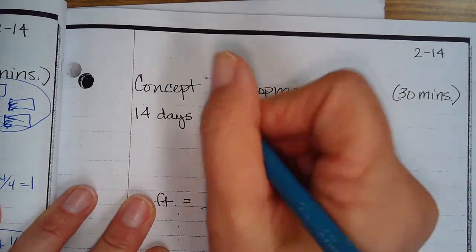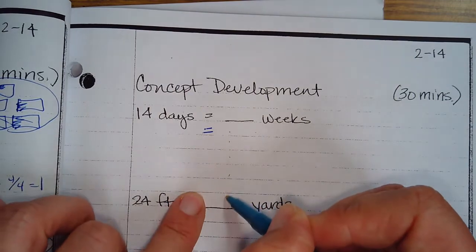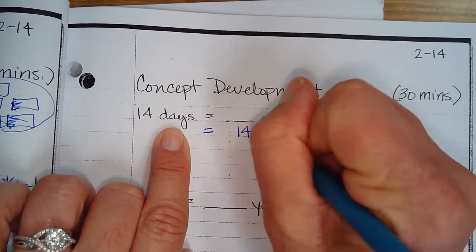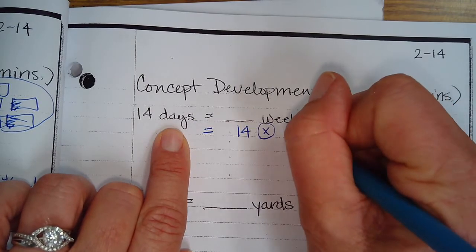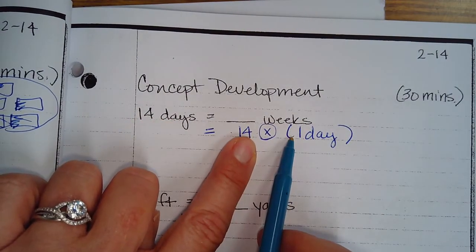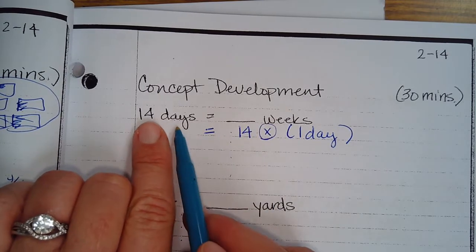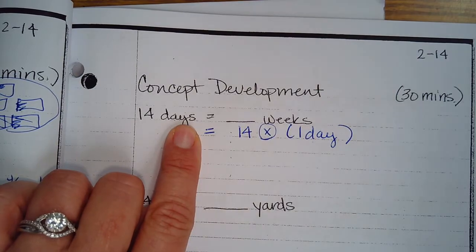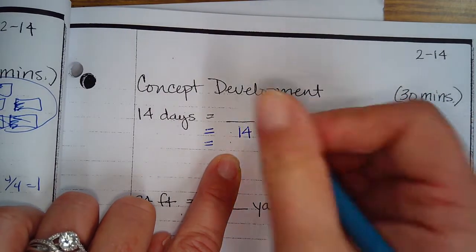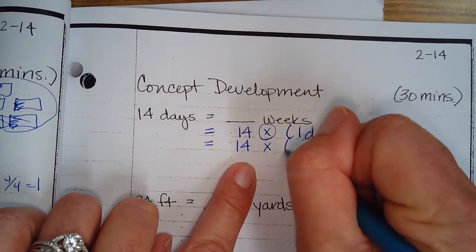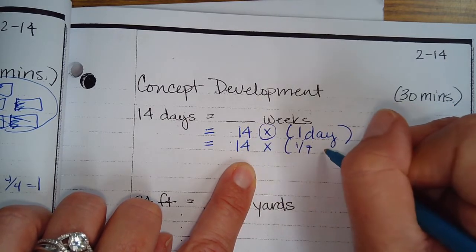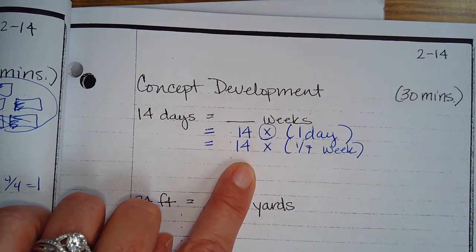So 14 days. We're going to solve on the right side of the problem. So we're always going to write 14 times, because remember we're using multiplication, times 1 day. So we're basically taking this and moving it over here, okay? So this is step 1, 14 times 1 day. Step 2, we're now going to take the 1 day and replace it. So 14 times 1 day of a week is how much? It's 1/7 of a week, right? We just looked at that in our application problem.